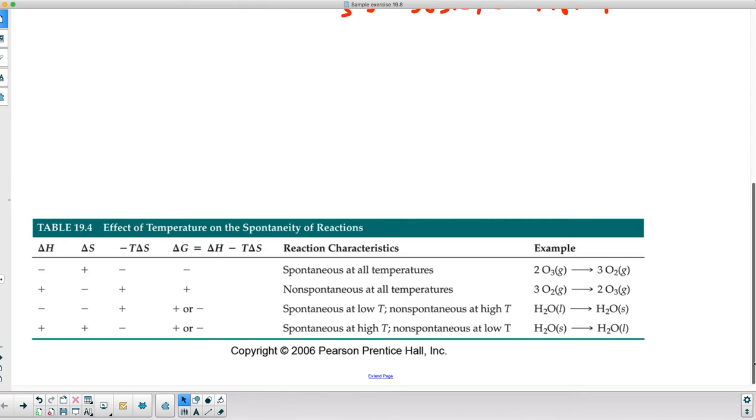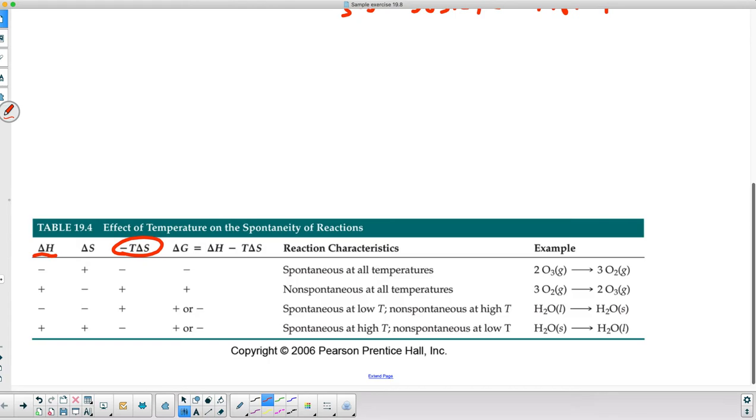I think it's 828. Notice that if we're looking for delta G, whether it's going to be spontaneous at all temperatures, non-spontaneous at all temperatures, or it could be a plus or a minus, here's what we have. If we have a minus for delta H and a minus for delta S, that means my negative temperature times delta S term is going to be positive. And then you have a negative for delta H competing with the positive of the negative T delta S, and this gets a little confusing.